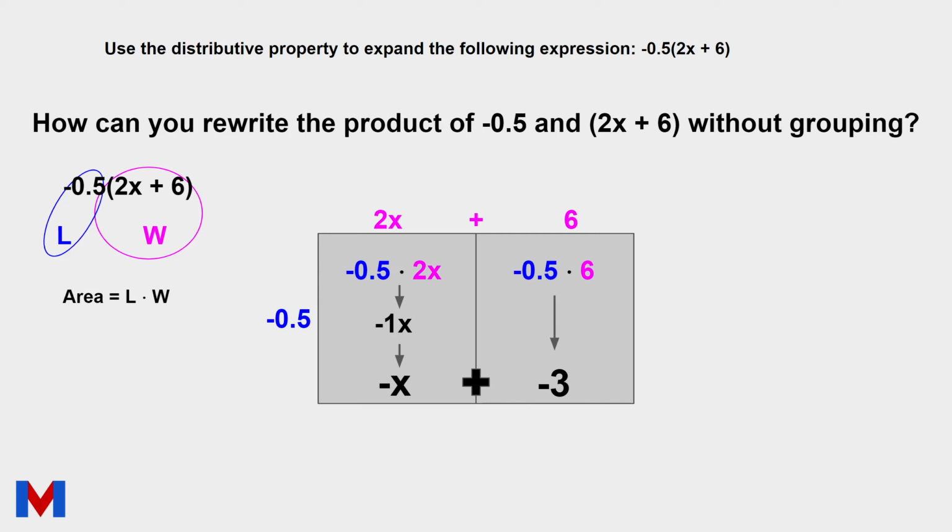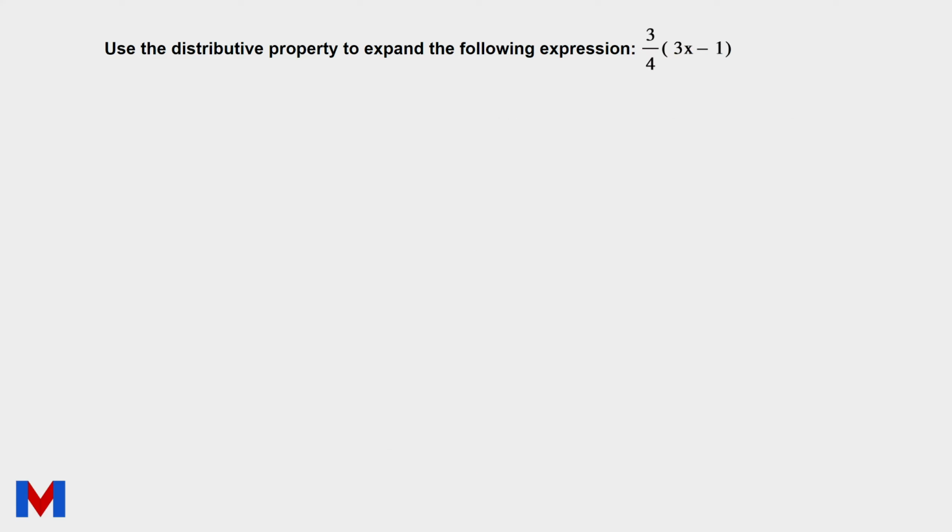Because those are two parts of a rectangle, they're two parts of our total area, so we're going to add them together. And we end up with -x plus -3. Or, because adding a negative is exactly the same as subtracting a positive, we can rewrite it a little cleaner as -x minus 3. So what we find is that -x minus 3 is equivalent to -5/10 times the quantity of 2x plus 6.